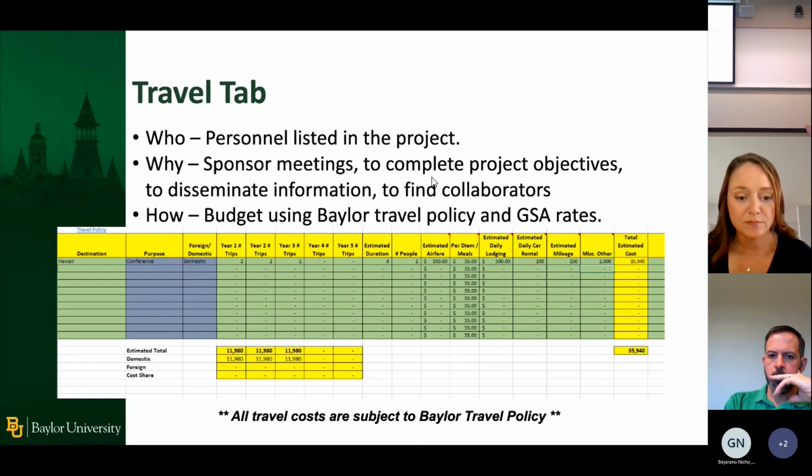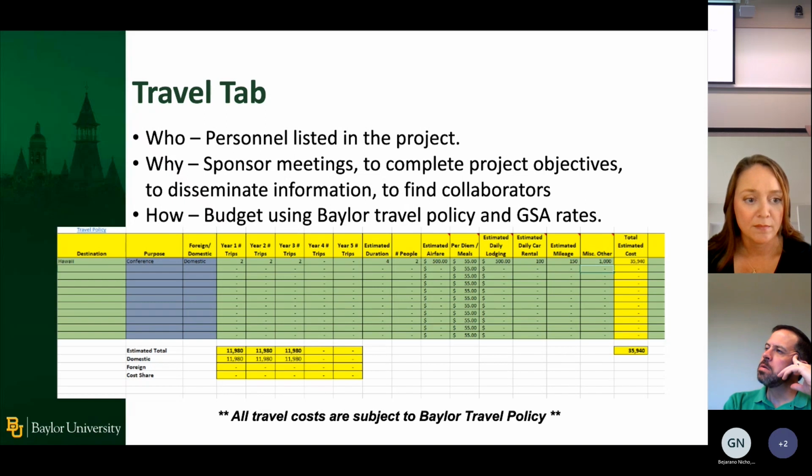Okay, so one of the next sections we'll talk about is travel, just because that's the way it flows in our budget template. So for someone to travel on the project, they must be listed as personnel. So we can't have random people traveling with us. You can't invite your colleague just because it would benefit them to go. It has to be someone that was listed in the project, and it has to benefit the project.